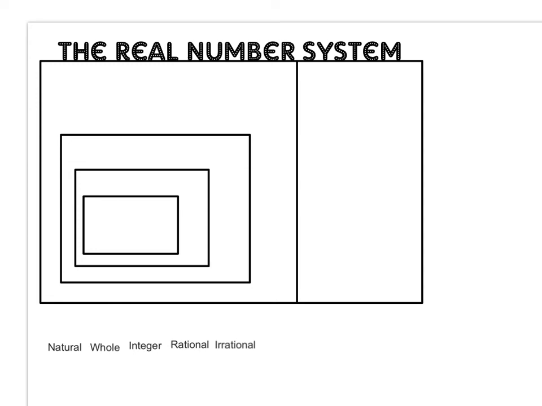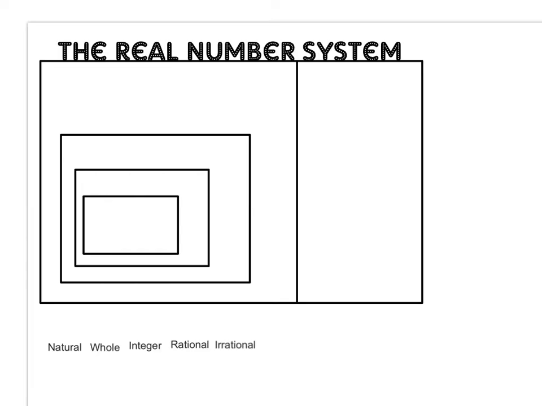Alright guys, so today we're going to talk about the real number system. The real number system is a way that we classify numbers based on their characteristics. The first and most important thing you need to know is that all numbers are real. No matter what, there's never a fake number. All numbers are real. Now when you get into the higher level of math, you'll get into some different classifications. But for right now, know that all numbers are real.